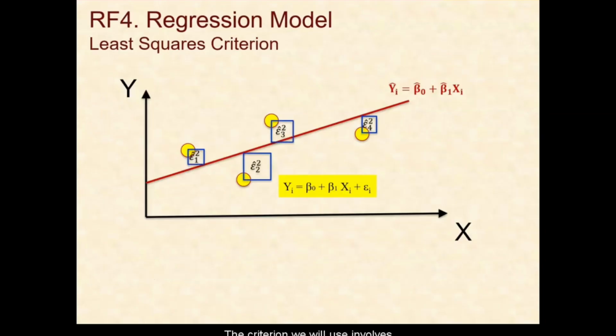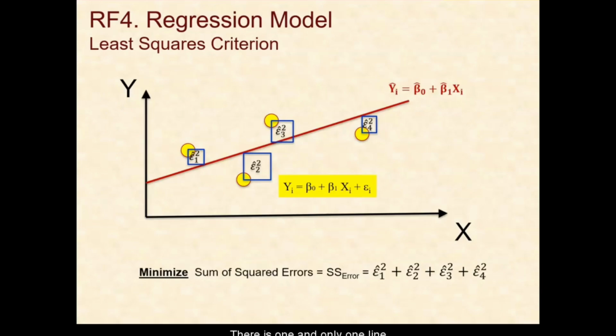The criterion we will use involves calculating the square of each of the epsilon hat values, as shown by the blue square boxes now in the figure. For each individual, we find the epsilon hat squared. Then we add them up and try to make the sum of the squares as small as possible. There is one and only one line that satisfies this criterion. Only one line minimizes the sum of these squared error terms, the epsilon hat. The line is called the least squares regression line.